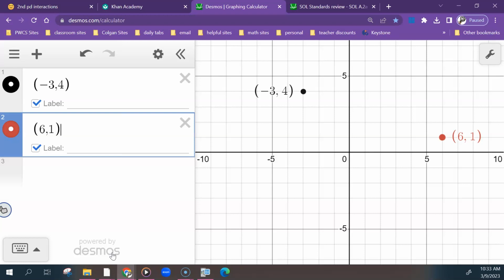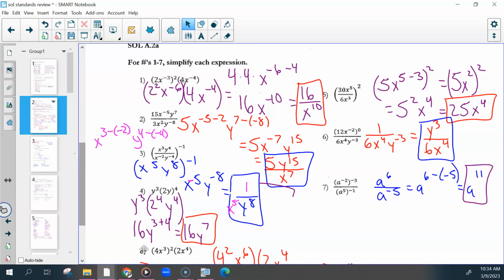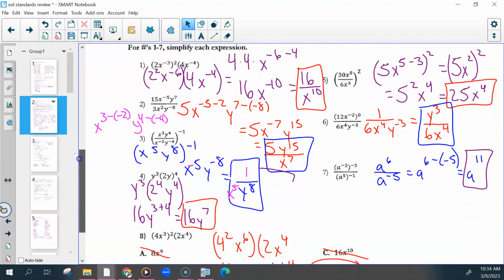Okay. So we're going to go through SOL A.2a through C. Some of them I'm going to show you the work for. Some of them I'm going to show you how to do Desmos for. Some of them I'm just going to show you how to do Desmos for because we'll talk about them later. We'll try and do as many as we can before lunch, and then whatever we don't finish, we'll come back and do.